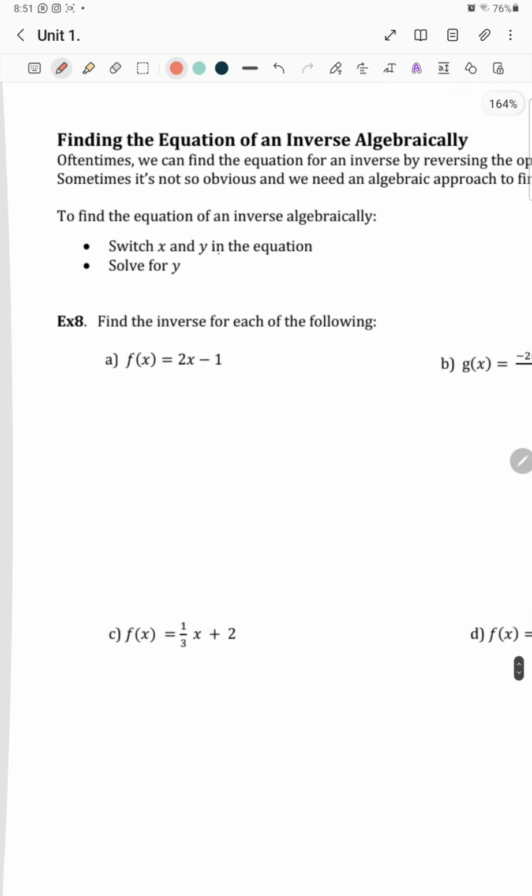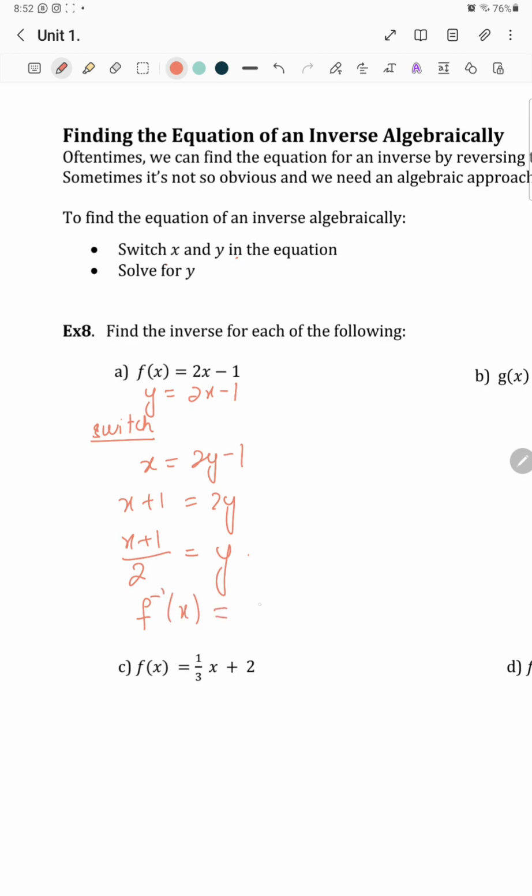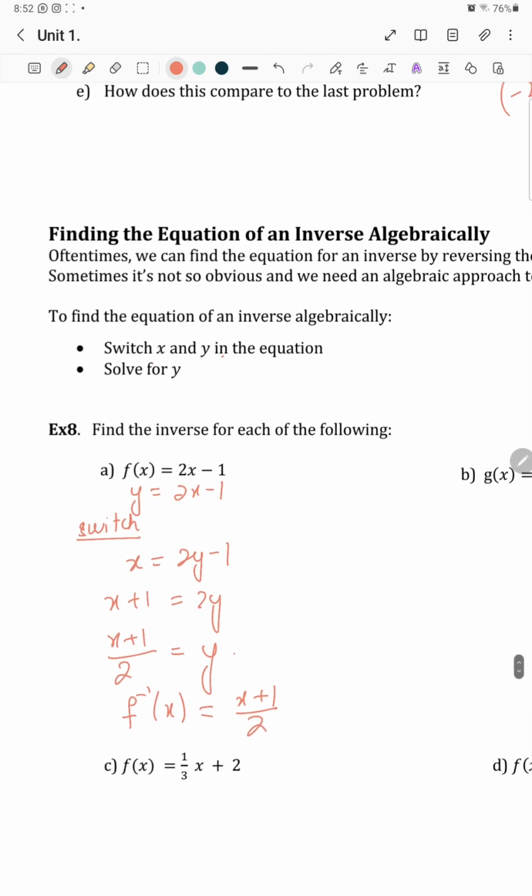So f of x is equal to 2x minus 1. So we will write y is equal to 2x minus 1. Then switch x and y, which will become x is equal to 2y minus 1, and then solve for y. This is the inverse of this function. So very easy. Whenever you need to find the inverse, what you have to do is switch x and y and then solve for y.